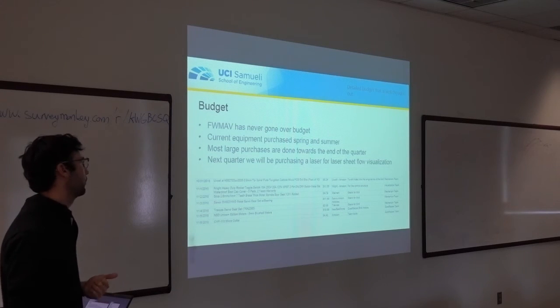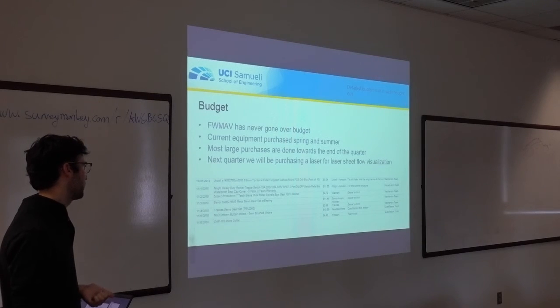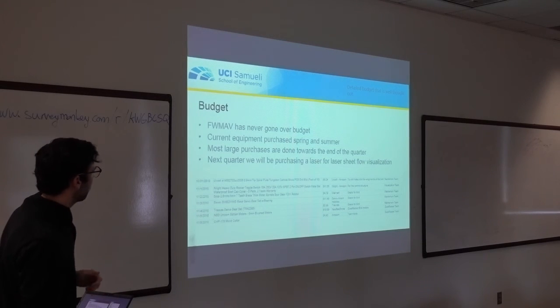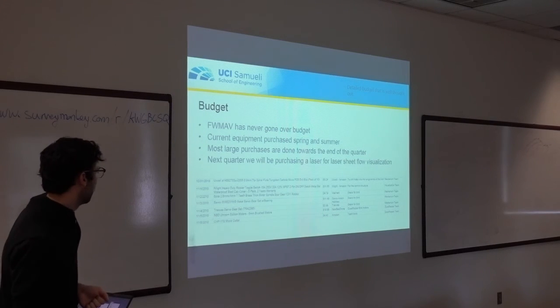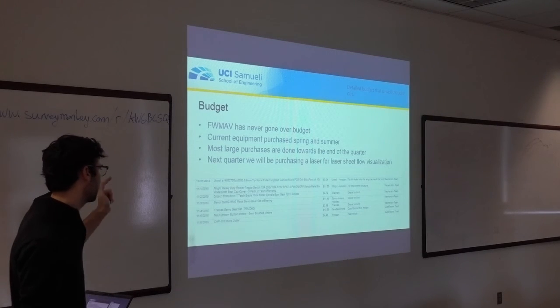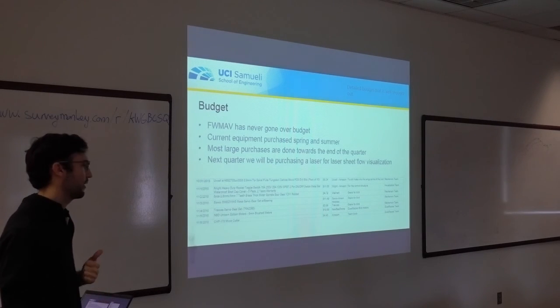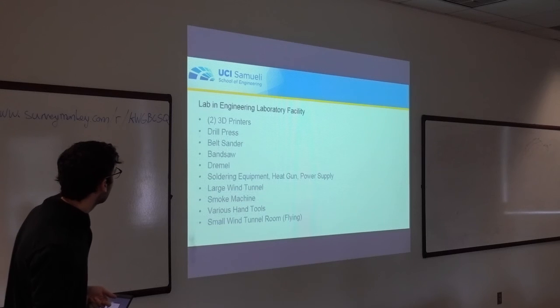Next quarter we will be purchasing a laser for our laser sheet flow visualization, and those are between $5,000 and $10,000. So we have that covered. That is going to come from Professor Taha's fellowship fund. These are actually all our purchases for this quarter. Everything that we've done so far has been 3D printed or from previous quarters.